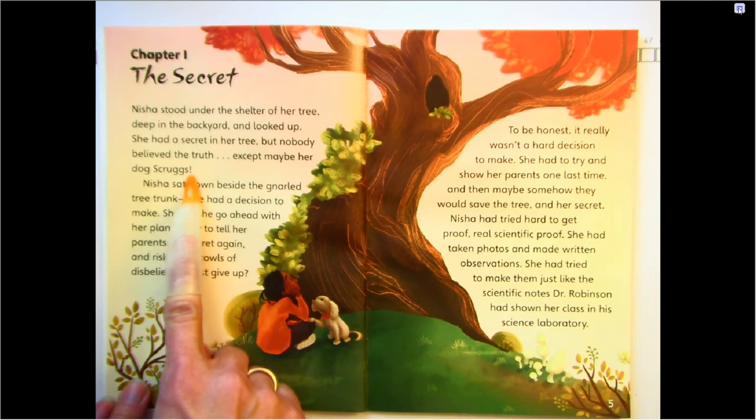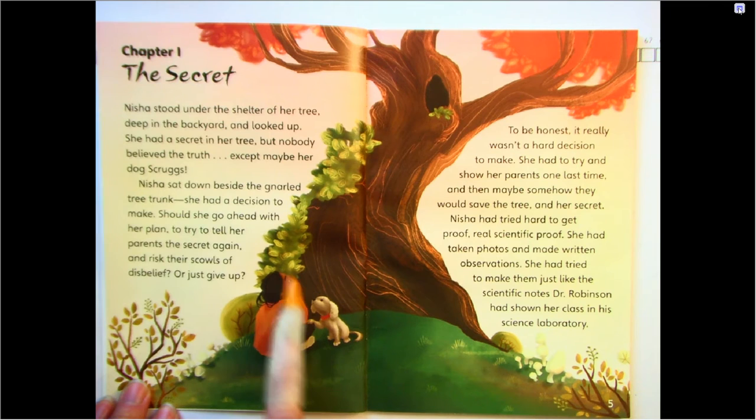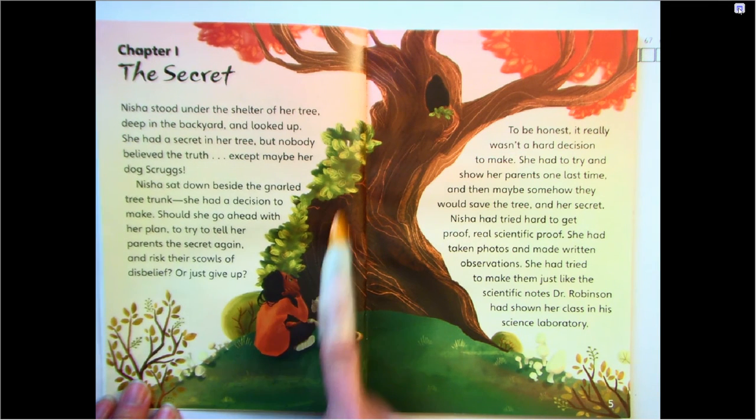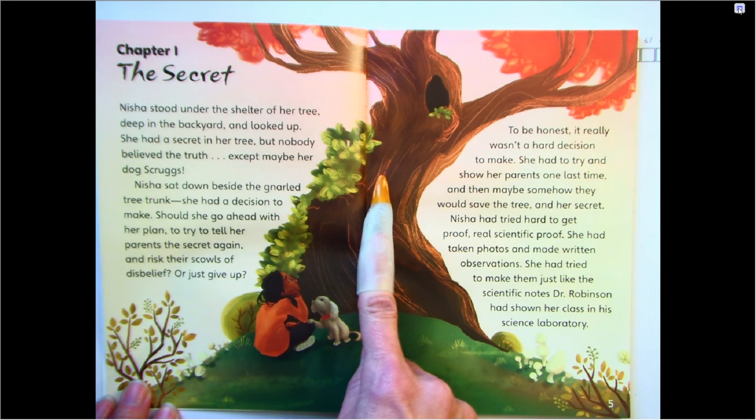So I'm looking. Remember, illustrations help us. Here's Nisha. Here's her dog, Scruggs. All right, she's looking up because there's a secret in there.